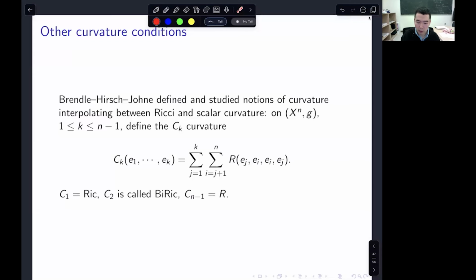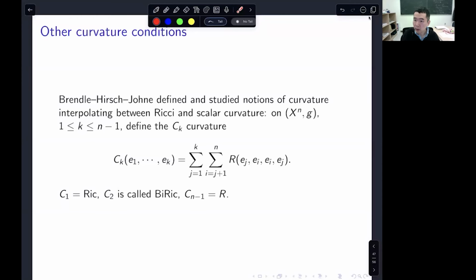So K should be between 1 and the dimension of the manifold minus 1. These C_K curvatures are interpolations between the Ricci and scalar curvature. In particular, they depend on a K-plane, a K-dimensional plane in the tangent space, and are defined to be the sum of all sectional curvatures in directions that contain at least one of the E1 to EK. So this is the formal definition.